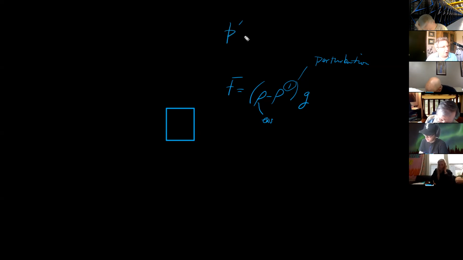Here is what, when you see this sign, oftentimes you'll call this the perturbation. And this is like the environment. So you will often see P prime, you'll call that the perturbation pressure. It's basically, you're thinking of a parcel. So if you look at this, there's going to be the parcel in there.